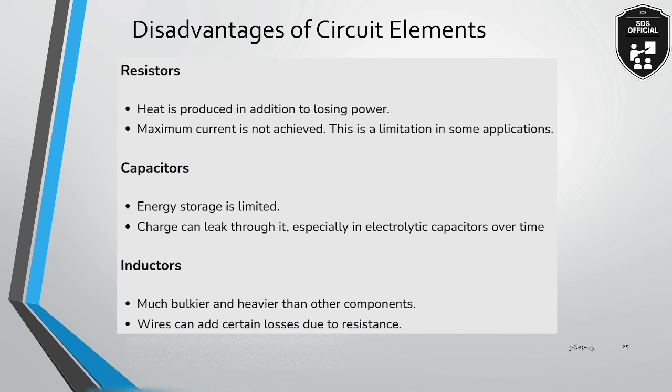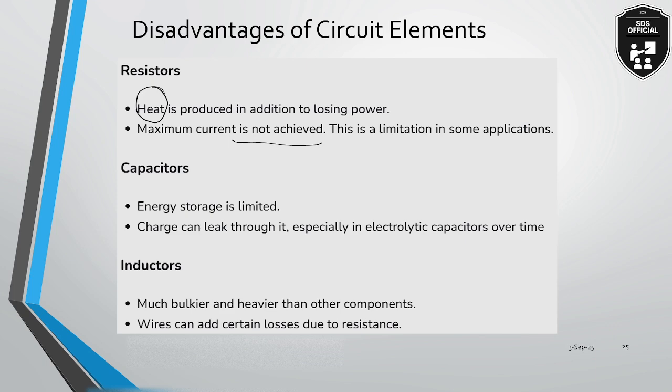So what are the disadvantages? Whenever current is restricted, the loss is in the form of heat. So heat is produced whenever we connect resistors in series. So maximum current is not achieved. Whenever the current is limited by a resistor, it is obvious that we will not ever achieve the maximum value of current.